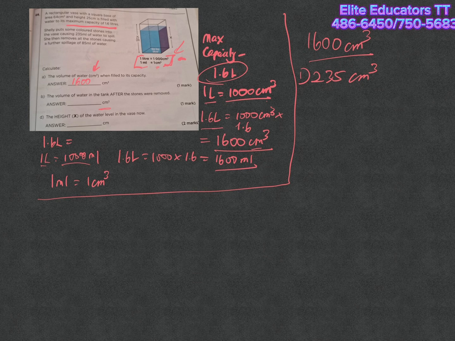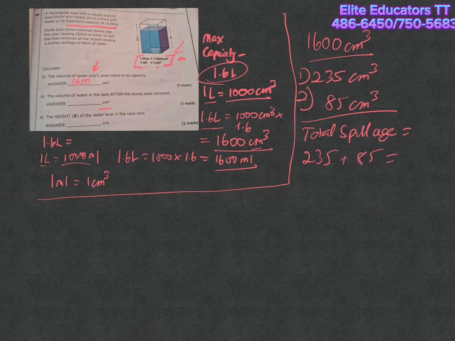She then removes all the stones, causing a further spillage of 85 ml of water. So there was spillage, that's the second loss. So 85 centimeters cubed was lost. So total spillage equals 235 plus 85, which is equal to 320 centimeters cubed.